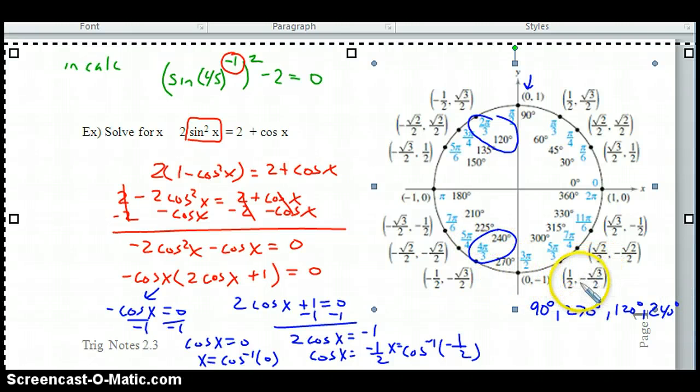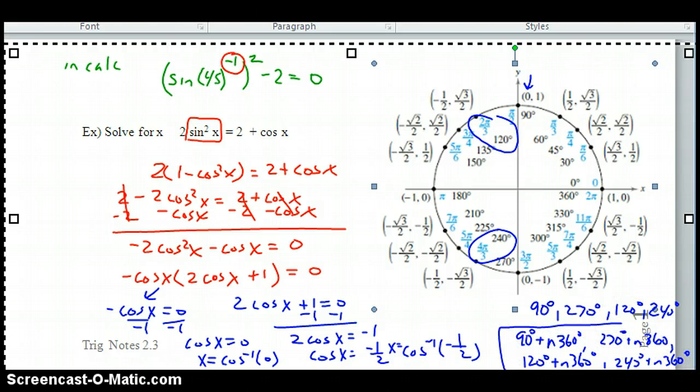And that's it. So the way I'd want to give my answer here is to say 90 degrees plus n 360, 270 degrees plus n 360, 120 degrees plus n 360, and 240 degrees plus n 360. So that would be one answer.